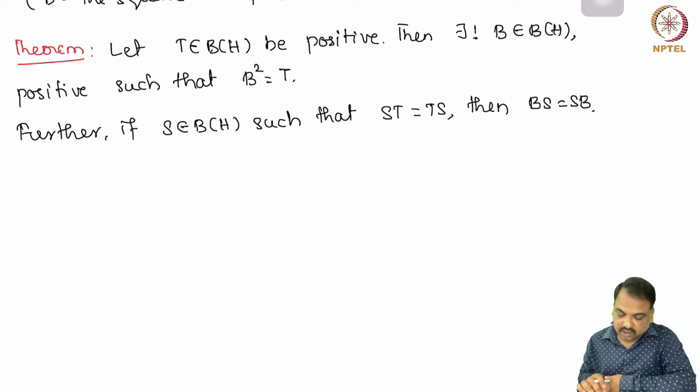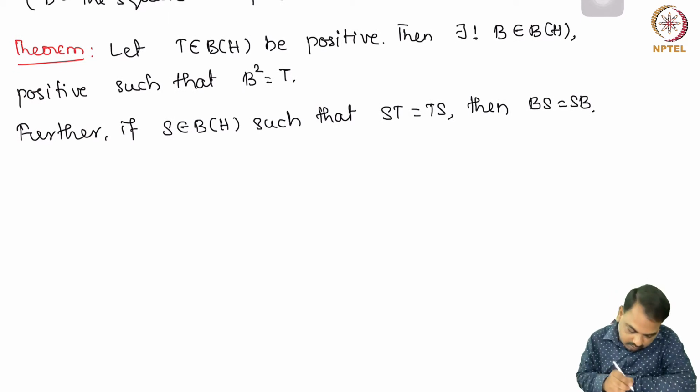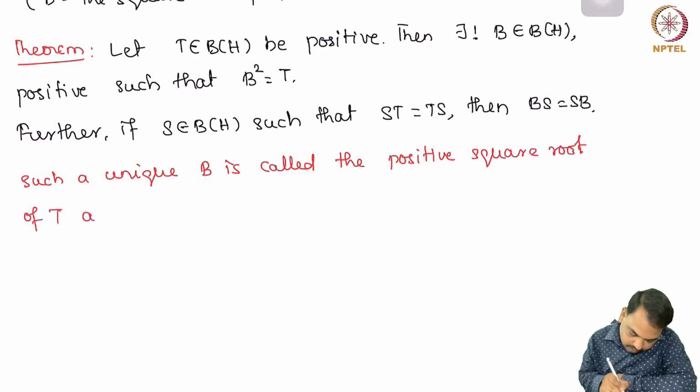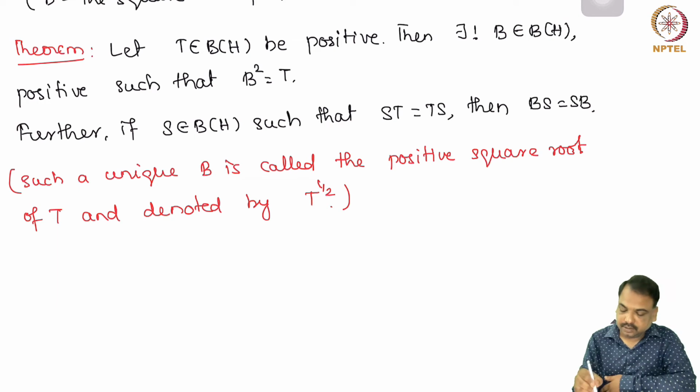Such a B we call the positive square root of T. Such a unique B is called the positive square root of T, and it is denoted by T power 1/2. So this is the statement of the theorem.